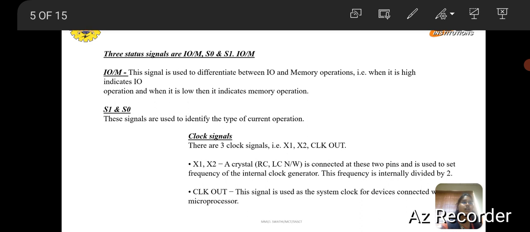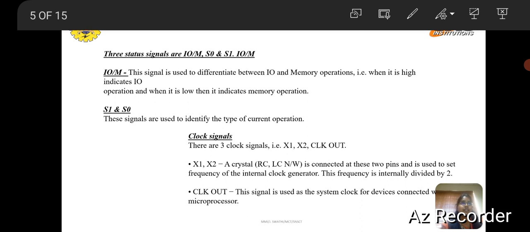Apart from these control and status signals, we also have the interrupts, which are externally initiated signals. Interrupts are the signals generated by an external device used to request the microprocessor to perform a task. There are 5 interrupt signals: TRAP, RST 7.5, RST 6.5, RST 5.5 and finally INTA, which stands for interrupt acknowledge. INTA is used to acknowledge the interrupts when they are raised.